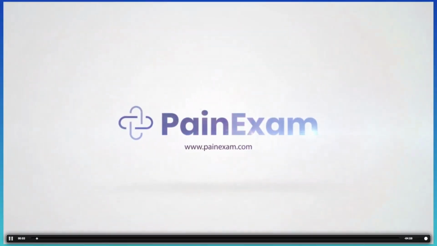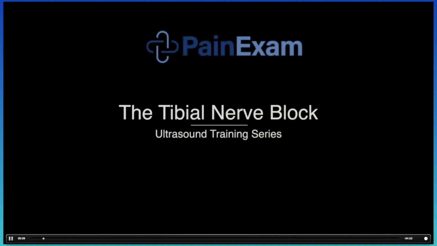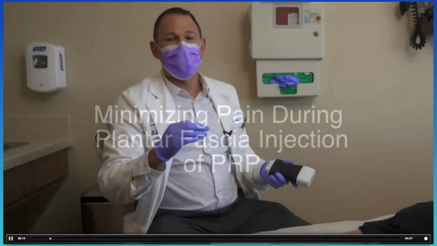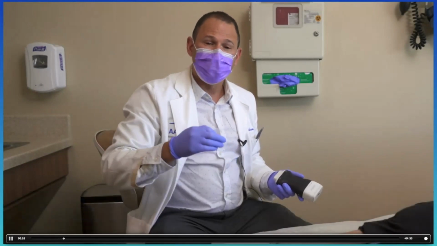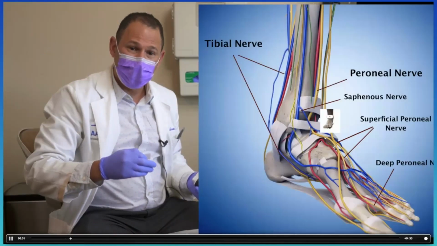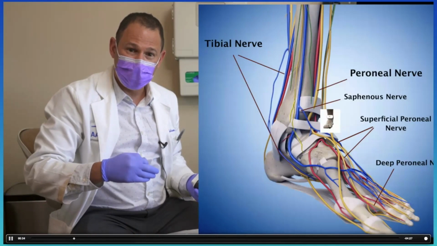Now, this is a video of a patient who underwent a plantar fascia injection and had a tibial nerve block prior. So this patient suffering from plantar fasciitis related to a heel spur, I'm going to give her a PRP injection, platelet-rich plasma, to reduce inflammation and promote healing. Prior to doing that, I'm going to give her a tibial nerve block to reduce the pain so that I don't need to put any local anesthetic with my PRP. I don't want anything to interfere with the activity of the PRP.